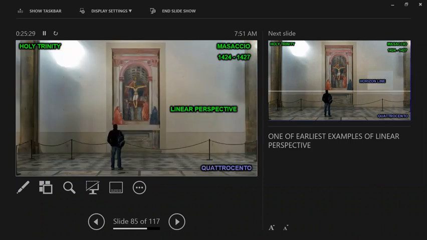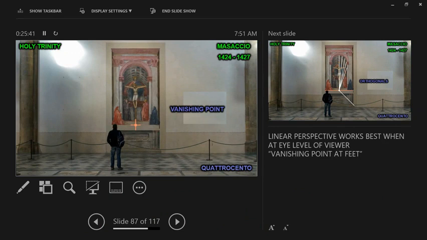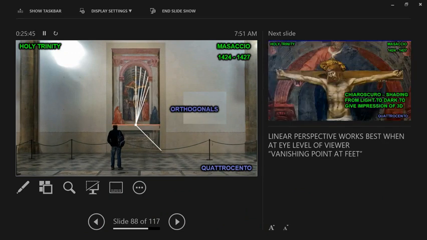And one more thing I want to point out with this fresco is that it uses linear perspective in this picture. We have a horizon line, and right on this horizon line, we have a vanishing point, and then all the orthogonals go towards the vanishing point. So it is a correct use of linear perspective.